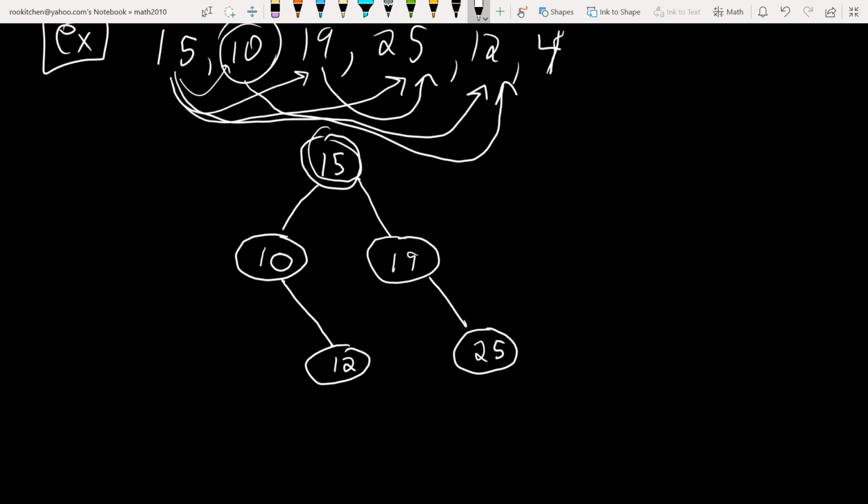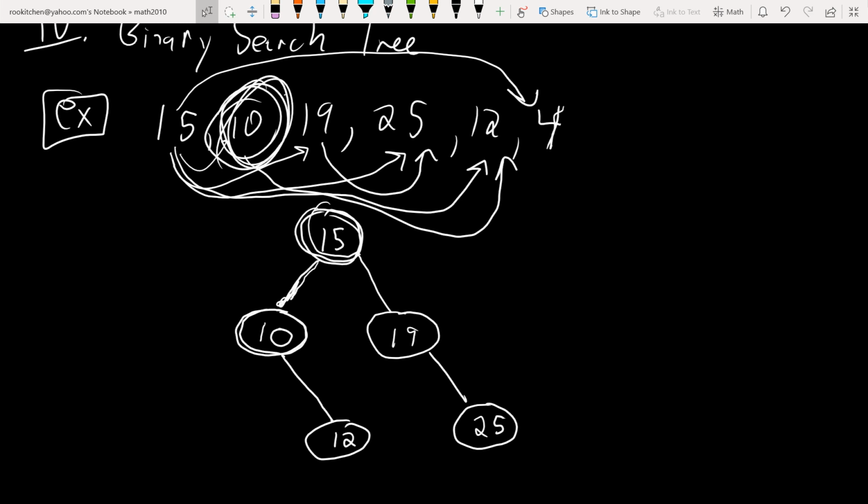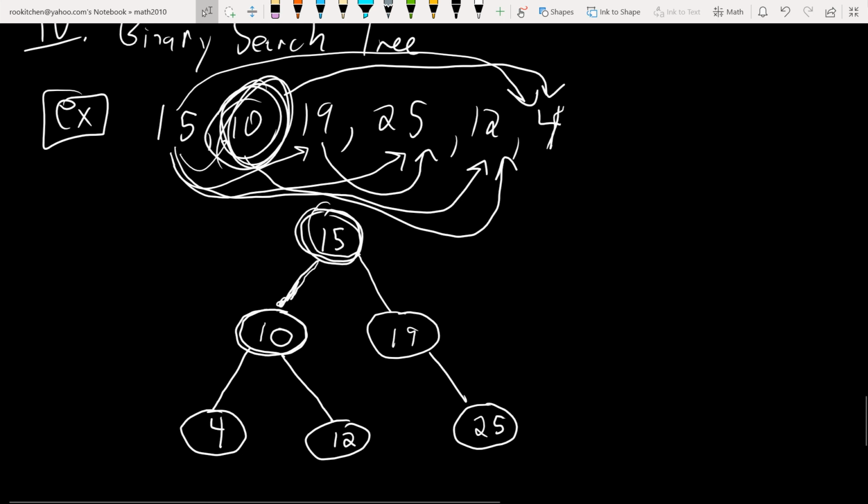Okay, as soon as I make that vertex and deposit the number, I jump out of the while loop and go back to the original vertex. So I'm at 15 again, and I compare 15 to 4. Okay, so 4 is less than 15, so I look below 15 at 10. There's already somebody there, so I make 10 my new comparator, and I compare 10 to 4. 10 is greater than 4, so I'll make an edge to the left this time and put 4 right there.